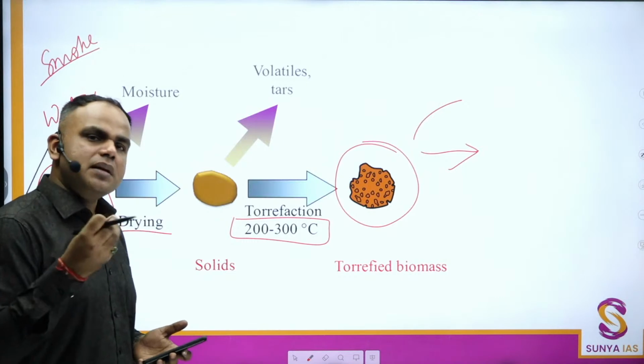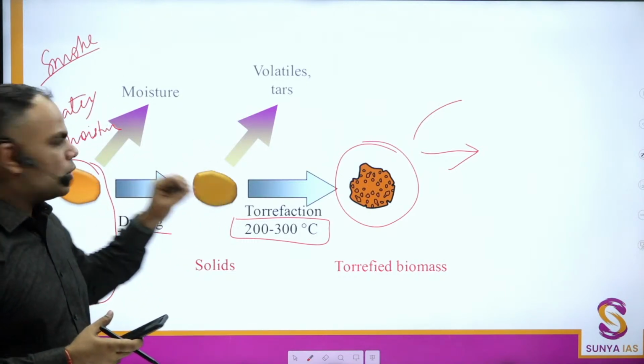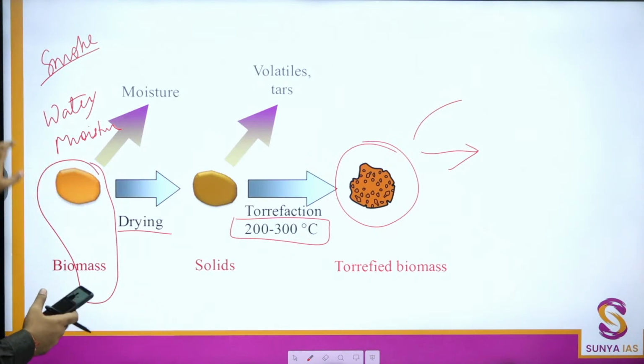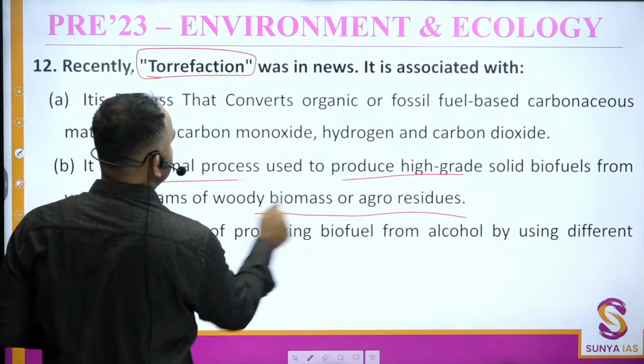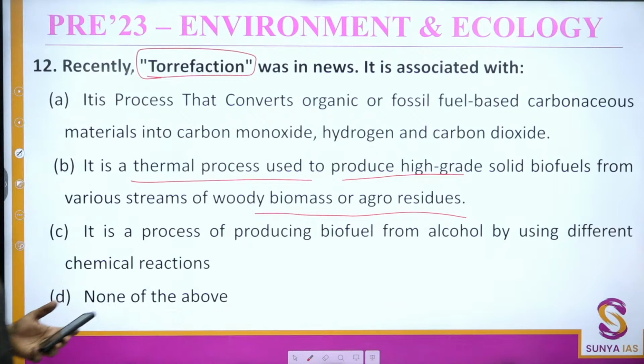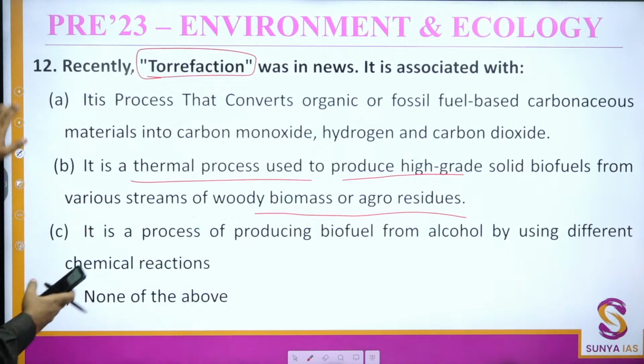We read about this in stubble burning, and again, how can you better manage the biomass? So for question number 12, you can just write down that the answer here is, what is torrefaction? Yes, this is a thermal process to produce high grade solid biofuels from woody biomass and agri residues. This is torrefaction.